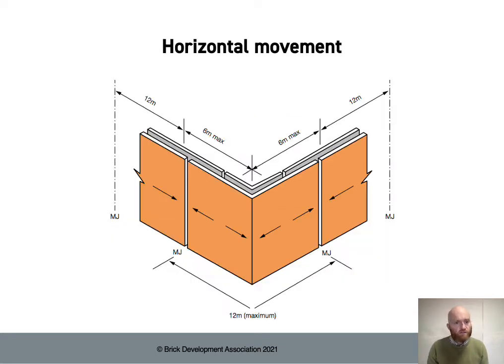In a straight run of brickwork, the maximum recommended spacing is 12 meters. When you have a corner in the brickwork, which you will for most buildings, the maximum recommended spacing from a corner is halved to 6 meters.